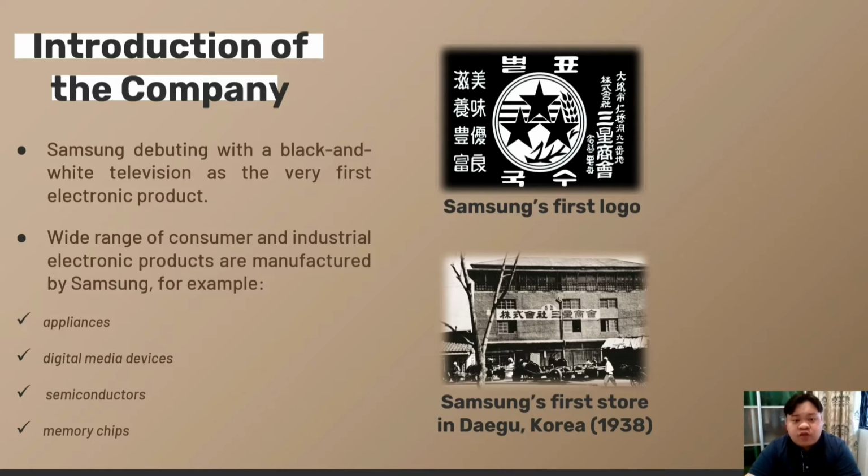Moreover, a wide range of consumer and industrial electronic products are manufactured by Samsung, such as appliances, digital media devices, semiconductors, and memory chips. As a result, this company has grown to become one of the most recognizable names in technology and it accounts for around a fifth of all South Korean exports.